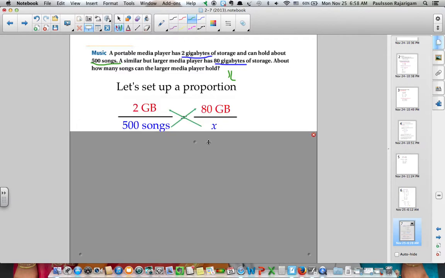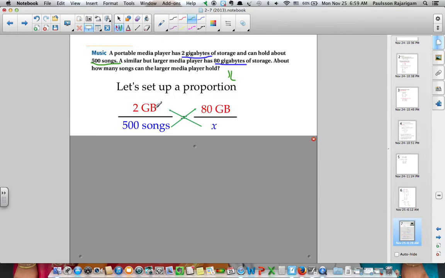Right, so here's my proportion. 2 gigabytes holds 500 songs, and if I have a media player that has 80 gigabytes, this is like one of the classic iPods. The question is, how many songs will it hold? Again, a dependable method is to use the cross products.